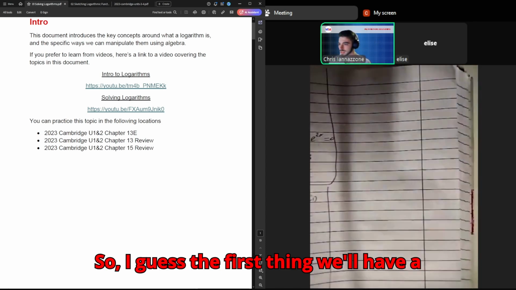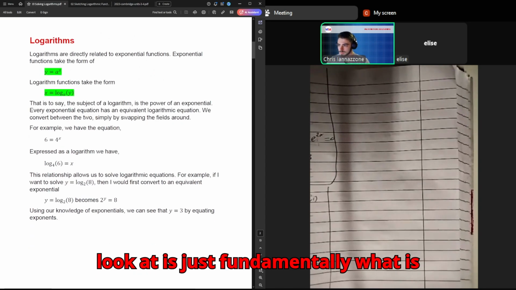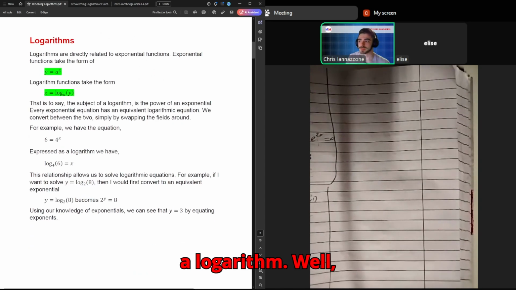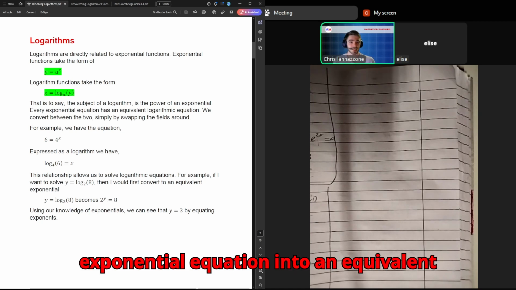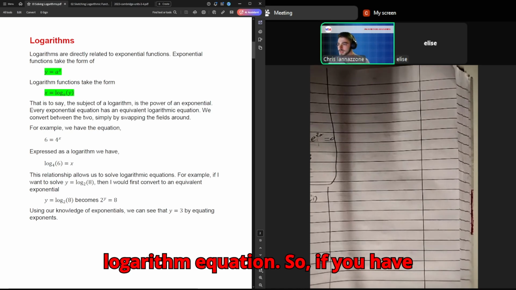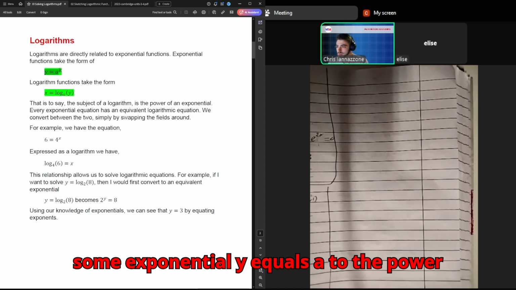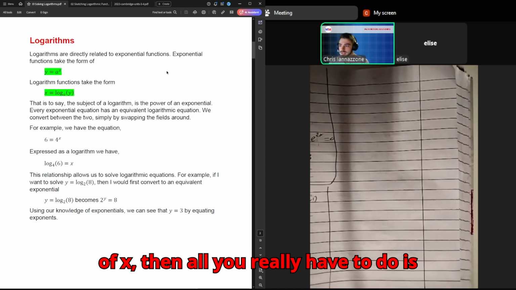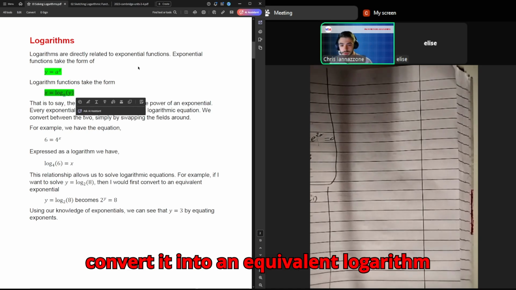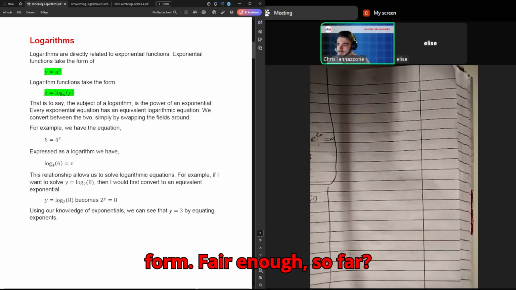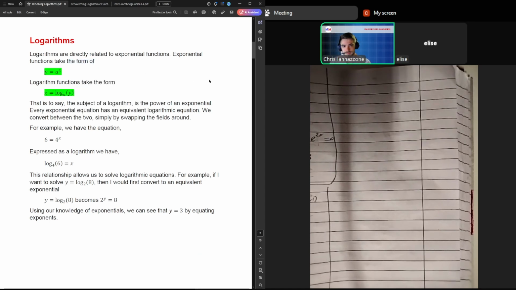So I guess the first thing we'll have a look at is just fundamentally what is a logarithm. Well, logarithms are all about essentially rewriting an equivalent exponential equation into an equivalent logarithm equation. So if you have some exponential y equals a to the power of x, then all you really have to do is flip the order of those terms to convert it into an equivalent logarithm form. Fair enough so far? Yeah.